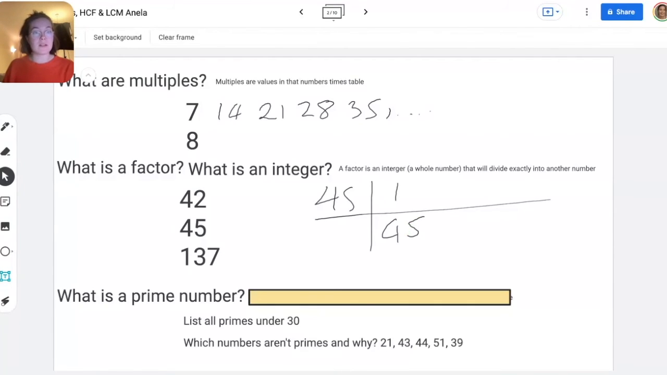It's not in the 2 times table because it's not even. Then is it in the 3 times table? Yes, it is. What do we have to times by 3 to get to 45? That would be 15. So now we keep going between 3 and 15 until we're done.